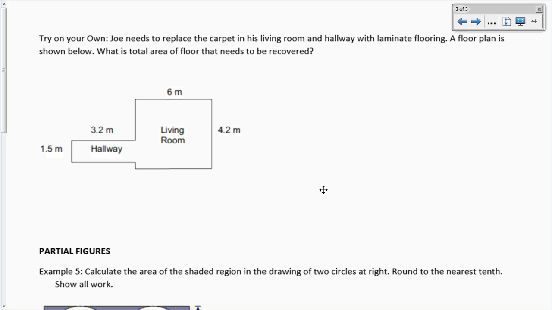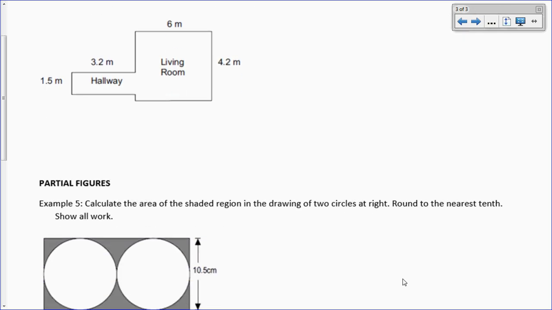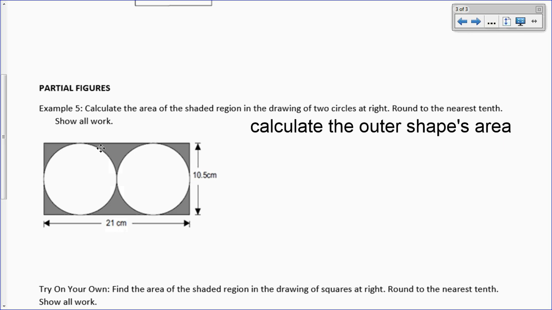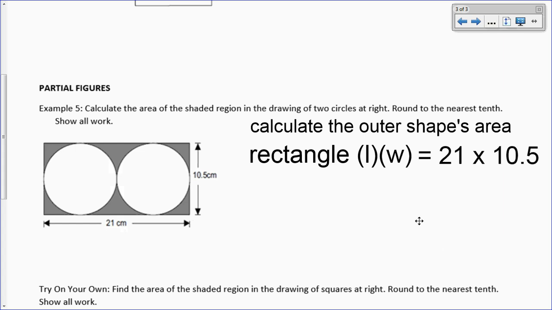Now, for partial figures, there will be problems where you have to figure out the area of the shaded part. So the problem with this is that it's not just the entire rectangle. Because we have 2 big circles in here, we have to figure out the area of the whole thing and then subtract these areas from it. Okay? So we're first going to calculate the outer shape's area, the rectangle: length times width, 21 times 10.5. It gives us 220.5 square centimeters.